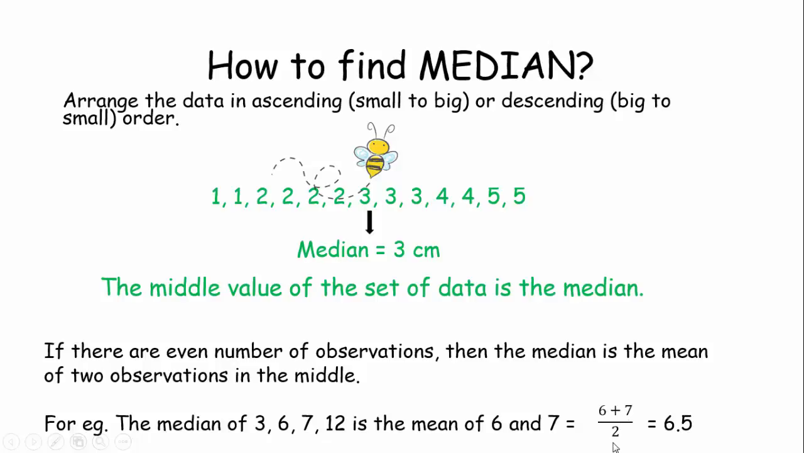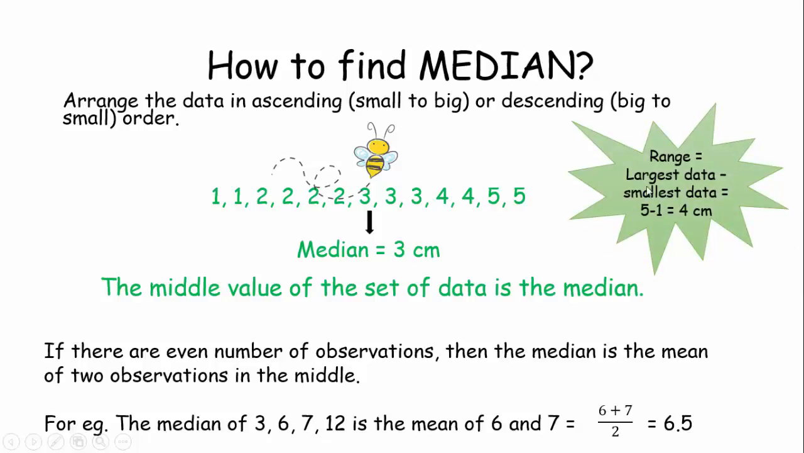So for any set of observations which have an even number, obviously you have to first arrange them in ascending or descending order, and then mark the 2 middlemost observations and find their mean, and that will be your median. And then just recall, range is the largest observation minus the smallest one. So here you have 5 and there you have 1, so it's 5 minus 1, which is 4 centimeters. And range tells you how the data is spread. So here the range is 4 centimeters.